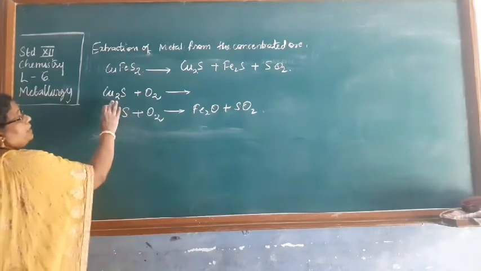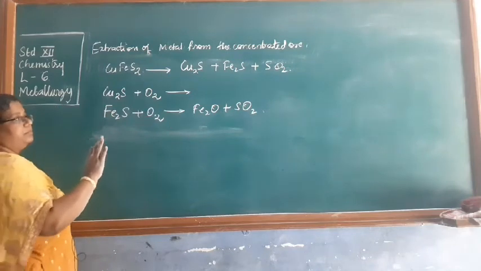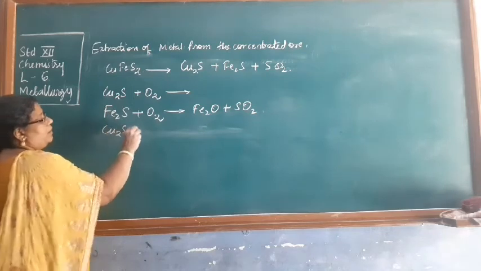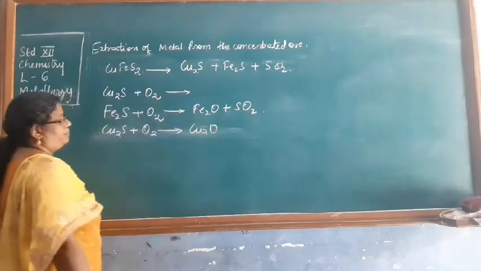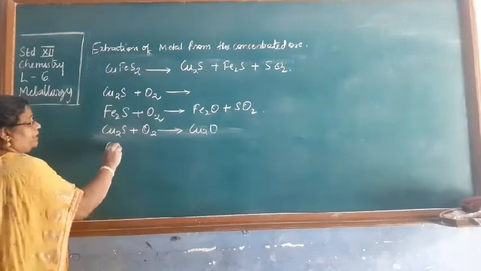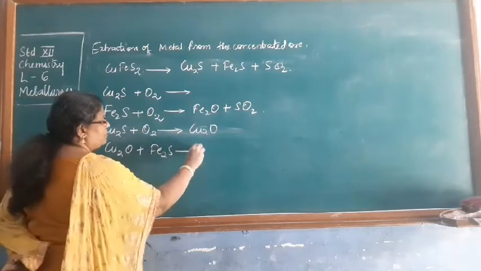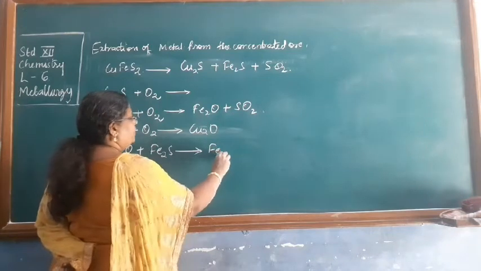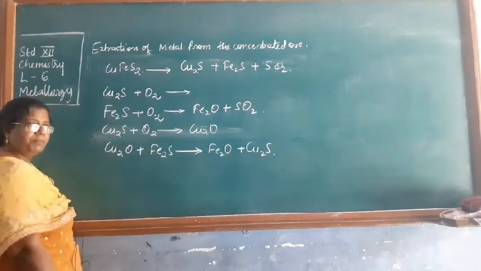But we want the copper metal. FeO is formed from Fe2S. Now the Cu2S will react with O2 and give you Cu2O. But this Cu2O that forms will again react with Fe2S, if a small amount is present, so then it will give you FeO plus Cu2S. It gets formed back again.